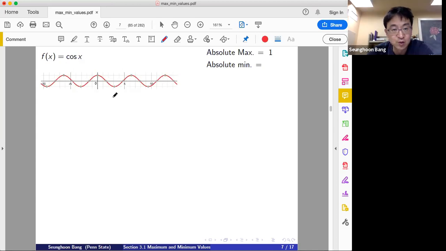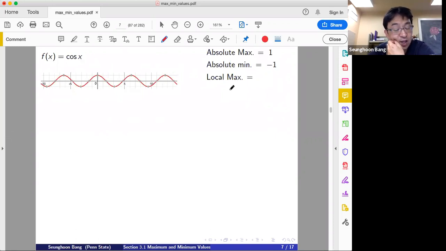Do you have an absolute minimum? Yes, minus 1, you're right. Here, this is minus 1. The whole graph is above y equals minus 1. The minus 1 is the absolute minimum. Do you have a local maximum? What's the local maximum? Do you have it? Yes. What is your answer?